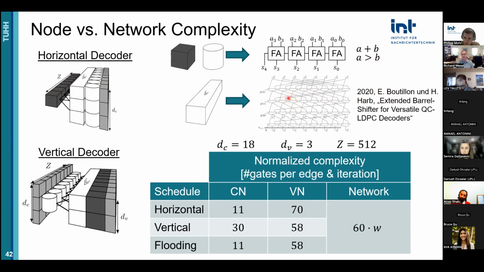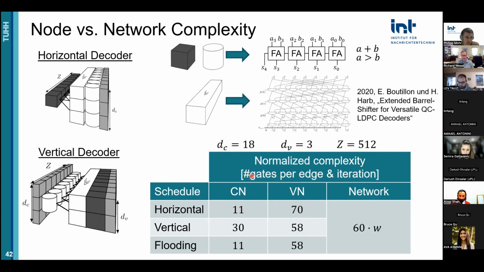And now we are able to compare the node versus the network complexity, which we did here for the toy example of check node degree 18, variable node degree 3, and the lifting factor of 512. And in the results, you can see that the check node seems to have the lowest complexity in terms of number of gates per edge and iteration.